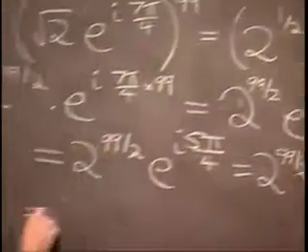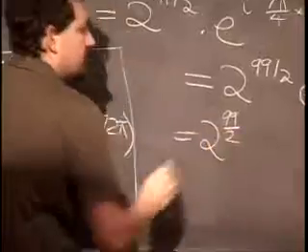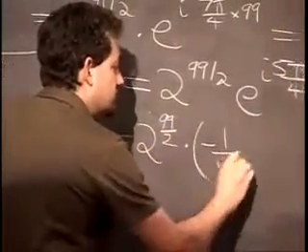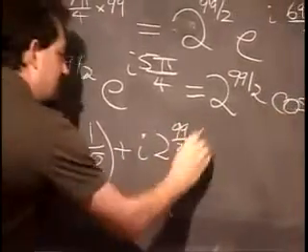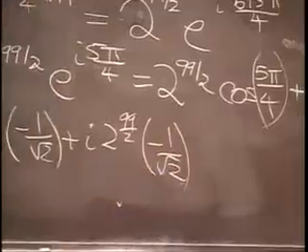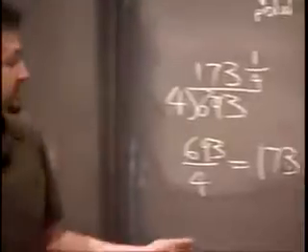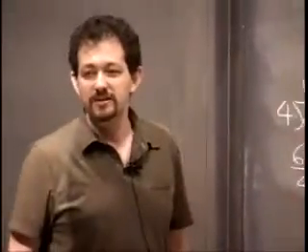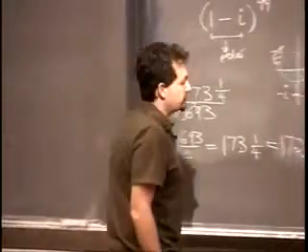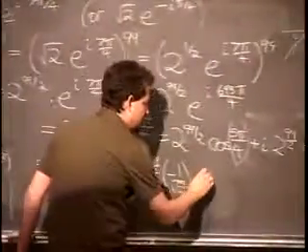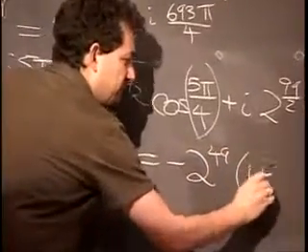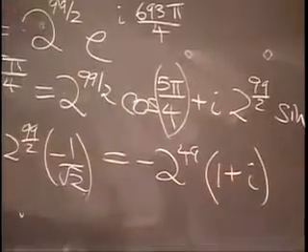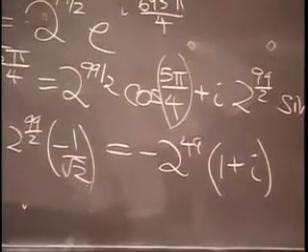So this is 2 to the 99 over 2 times negative 1 over root 2 plus i times 2 to the 99 over 2 times negative 1 over root 2. Actually, you can be more elegant about it. 1 over root 2 is actually 2 to the minus a half. So you take off minus a half from 99 over 2, you get 98 over 2, which is just 2 to the 49. So if you think about it, you can take out a factor of negative 2 to the 49, 1 plus i. And that is the Cartesian form.